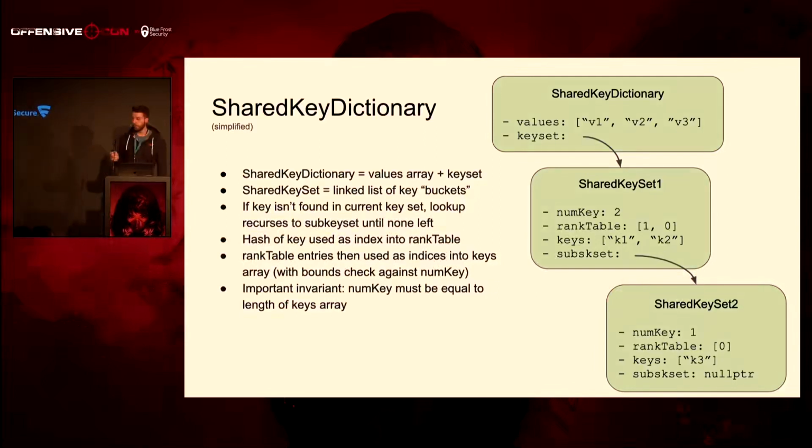Why is this important? Well, really the only important thing here is this one invariant that numKey must be equal to the length of this array. If that's not the case, then there's a big problem because then this rank table stuff can index out of bounds.